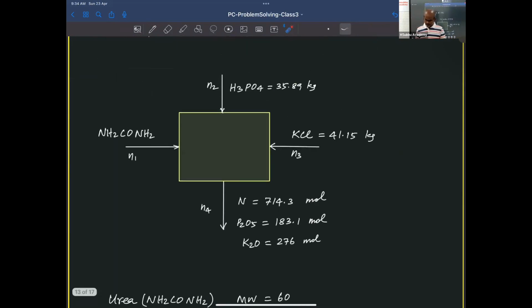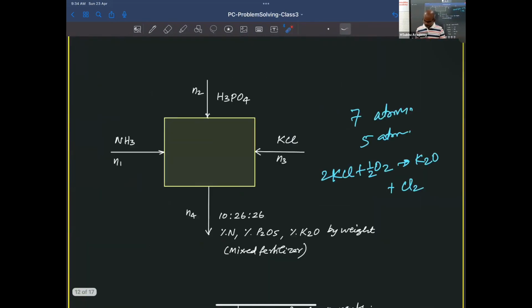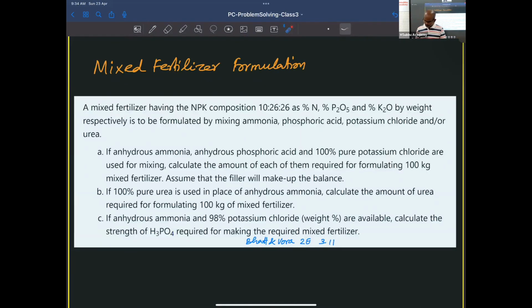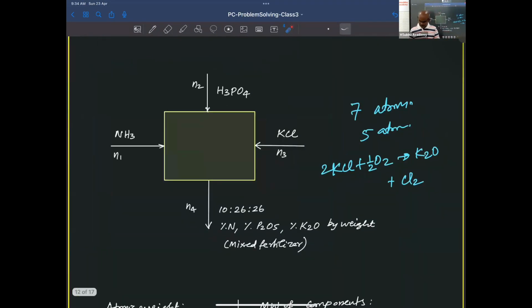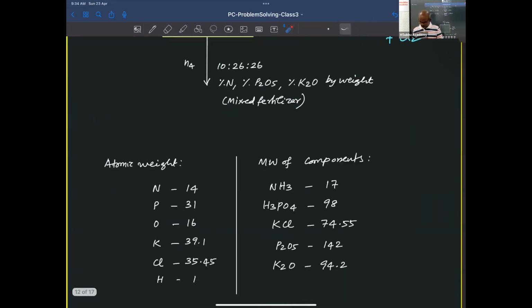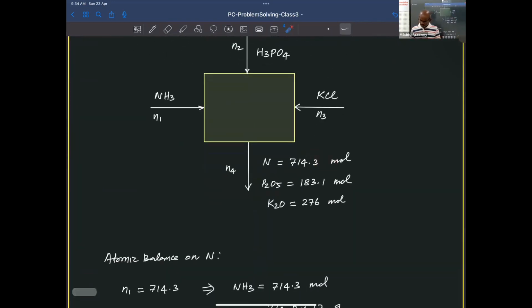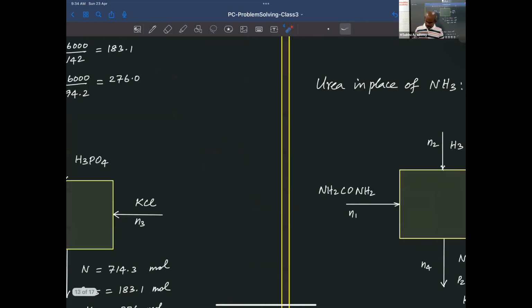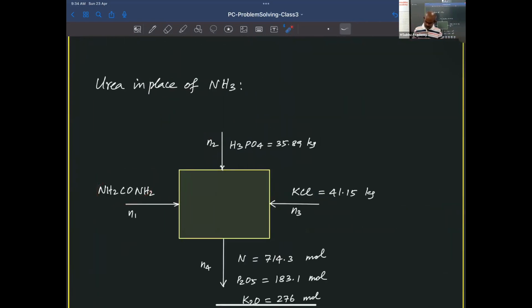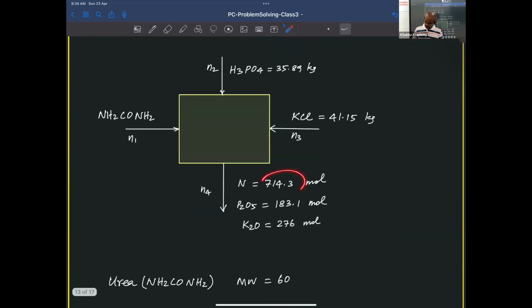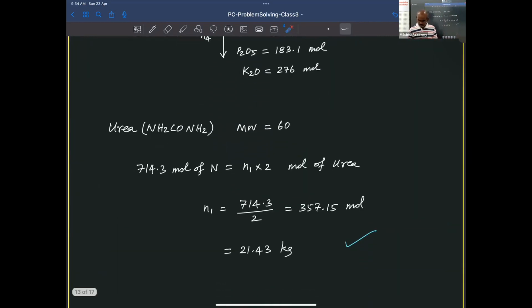Okay, for the second part of the question, urea in place of ammonia, simply work for the urea and ammonia part alone. No need to calculate the other parts. Since we know the nitrogen of the product, that is coming from the nitrogen of the urea. So this 714.3 is simply 2 into N1, because one N1 is having 2 atomic nitrogens. Okay. So this part is okay.